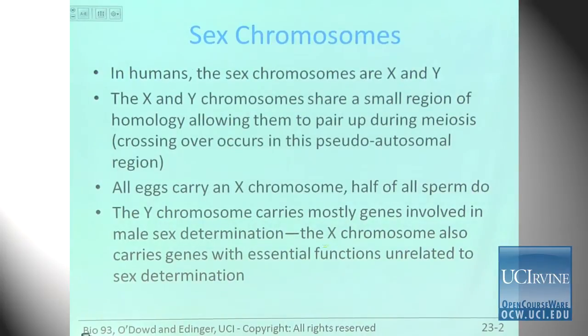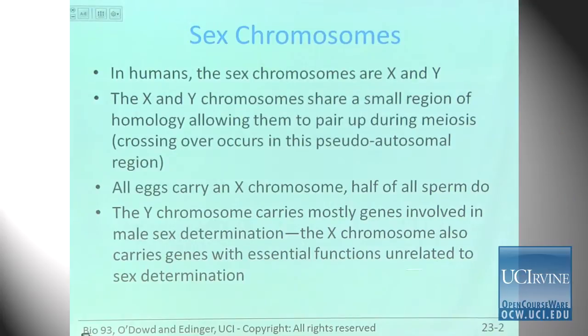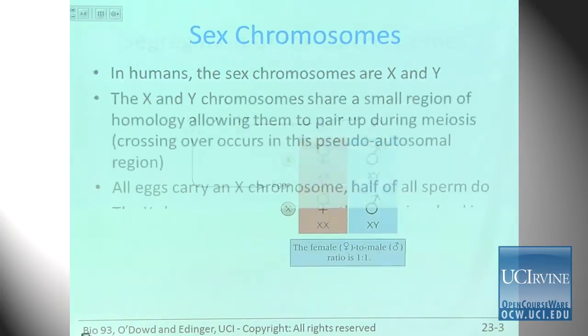The X chromosome carries genes with essential functions. So you have to have an X chromosome. Everybody in this room has at least one X chromosome. It is essential for life. So the X chromosome carries very important genes and has functions that are unrelated to sex determination.